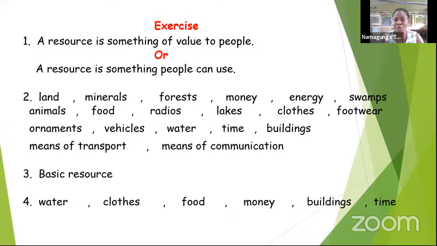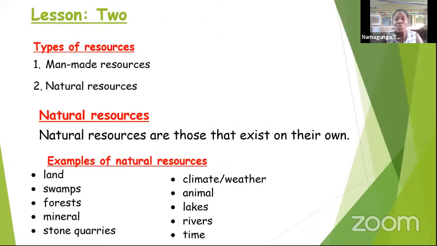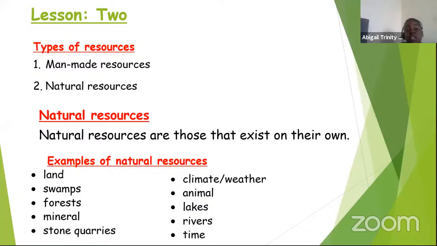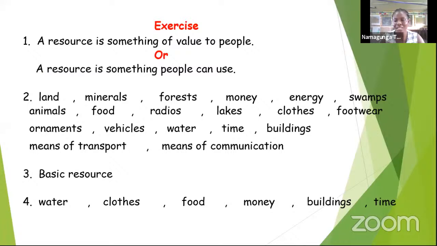Nanozi Rochelle, thank you for being very, very active. I like that. Number 3 is saying, what do we call resources people cannot do without? Now, may I have Abigail Trinity? Abigail Trinity, you are going to answer for me that question. What are those resources we cannot do without? Abigail Trinity, unmute yourself. Yes, speak to me. Trinity? Man-made resources. No, thank you. But there are those resources we cannot live without. How are they called? Natural sources. Good try, but not really.